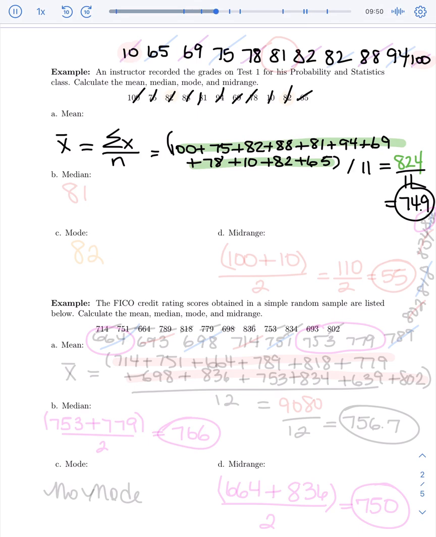So how do I find the middle? What we're going to do is chop off the ends one pair at a time. I'm going to chop off the 10 and the 100, and keep doing this one pair at a time until I get to the middle. 65 and 94 get chopped off. Now 69 and 88. I'm going to alternate colors so I don't get confused. 75 and 82, then 78 and 82, which leaves me with one middle number. It leaves me with 81, so that's my median. And I'm done with the median.